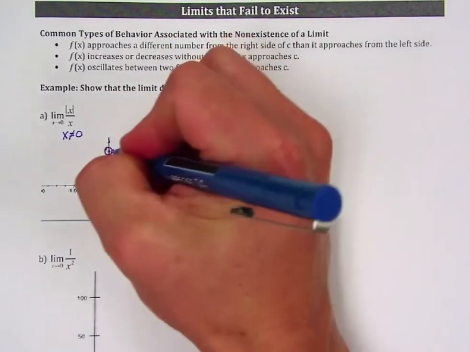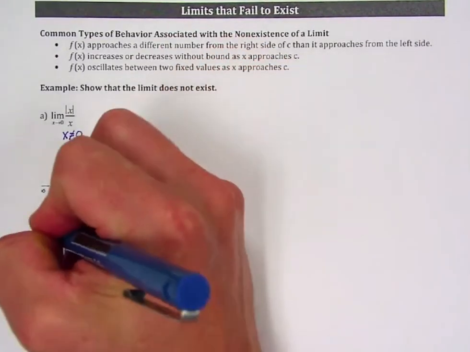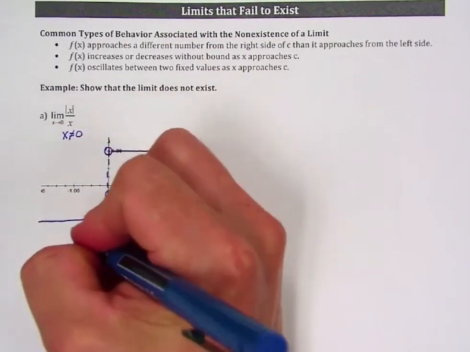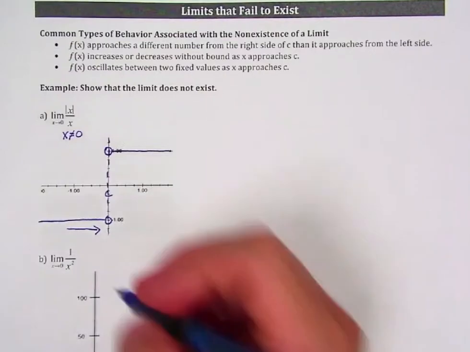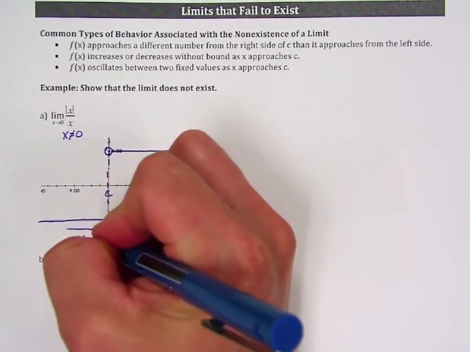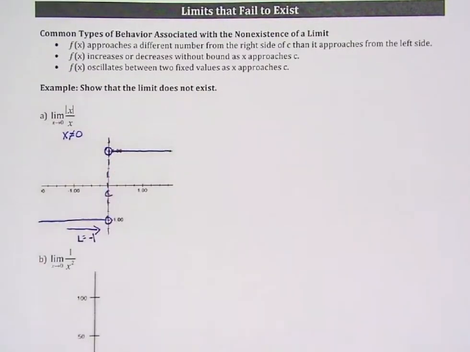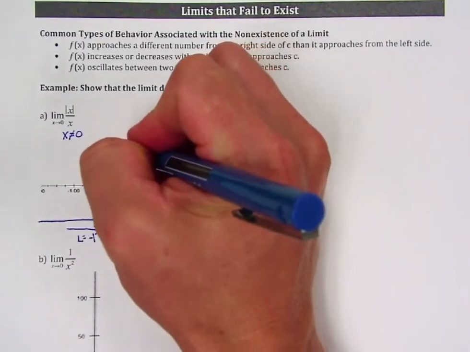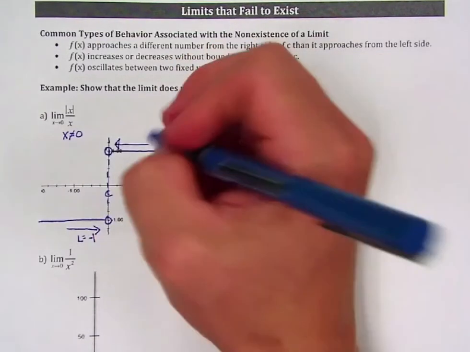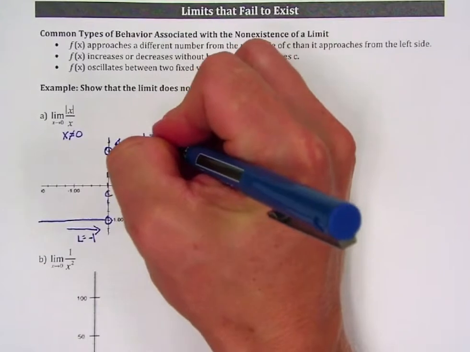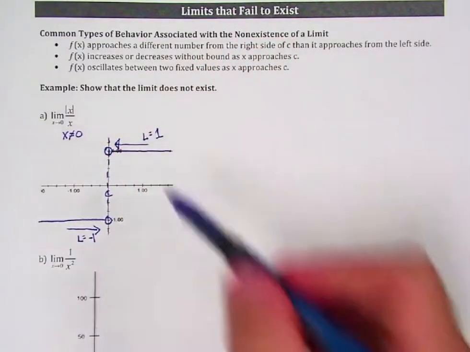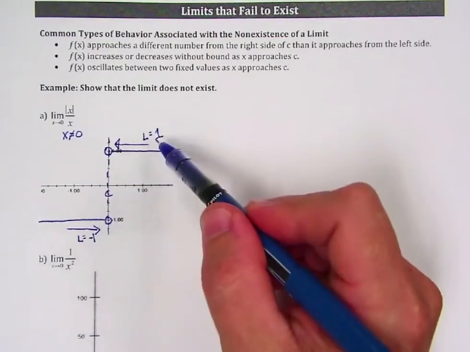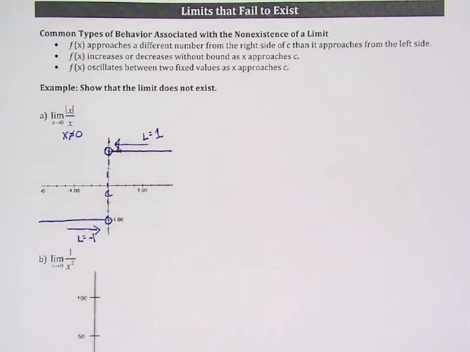So graphically, if I were to look at this, as I approach c from the left, this looks like it's giving me an L of -1. But as I approach c from the right, it looks like it's giving me an L of +1. Okay, so that right there is going to tell me that the limit doesn't exist.